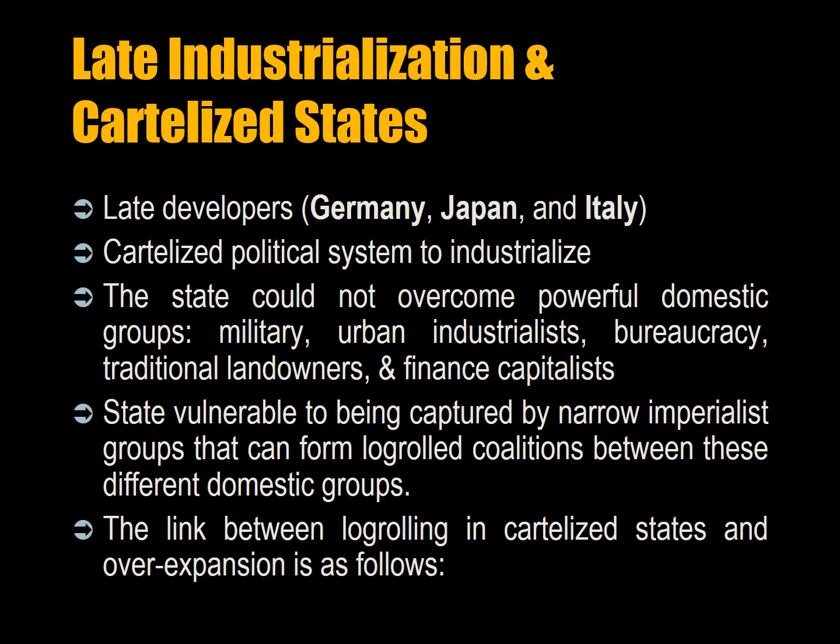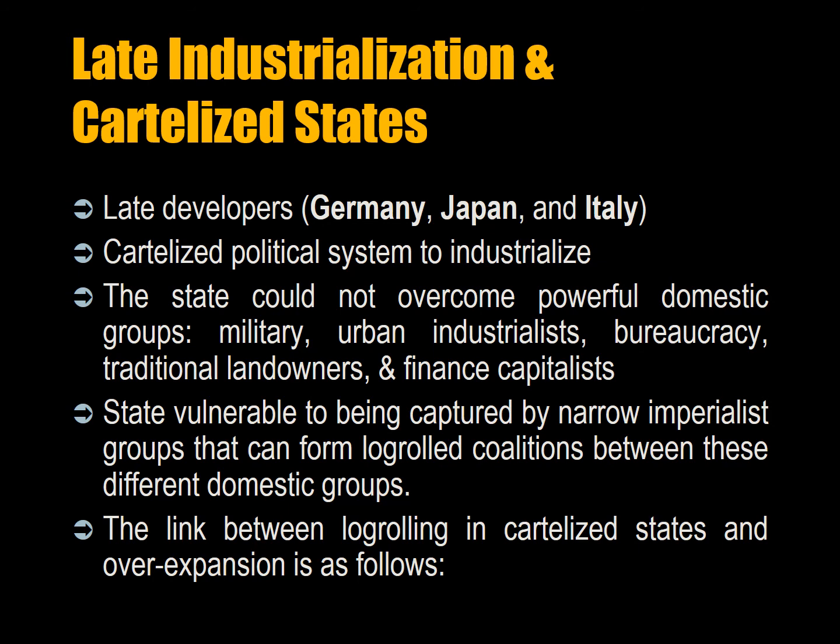So countries where the timing of industrialization started only moderately late, as in Germany, Japan, and Italy, had sought a political system that was more centralized than democracy to facilitate industrialization, but the state could not overcome powerful domestic groups such as the military, urban industrialists, the state bureaucracy, the traditional landowners, and finance capitalists that were focused abroad, in order to centralize the state.